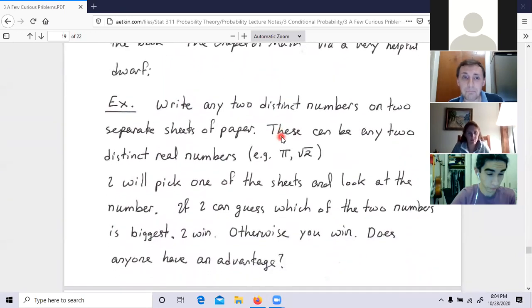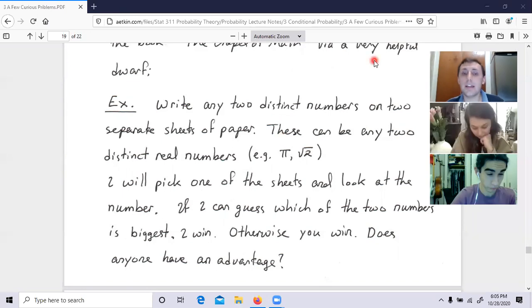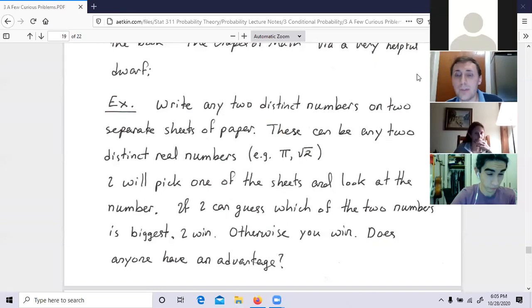Here is the game. Write any two distinct numbers. They can be real numbers, let's say like pi and root of two. There is no restriction. Any two real numbers whatsoever, they just cannot be the same number. You understand? You cannot write pi and pi or root of two and root of two again. You write them on two separate sheets of paper. Yes? And then the question is as follows. So I will pick one of the sheets. You turn the sheets upside down. I will pick one of the sheets and I will look at the number that you wrote, one of them.